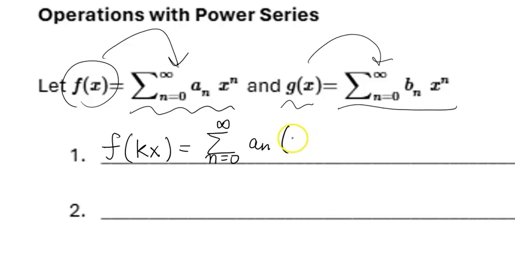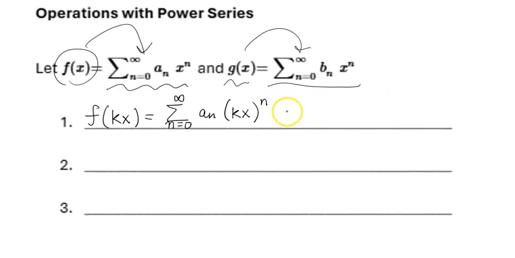So now kx is raised to the nth power. We still have this coefficient of a sub n, but now k has an exponent of n as well as x has an exponent of n.